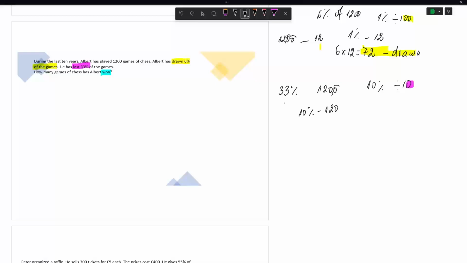So we have 33. So you multiply 3 times 120, which is 360. So here we found 30%. Now we need to find our 3%. Here we said 1% is 12. So I multiply 3 times 12 and I will have 36. So this is my 3%.